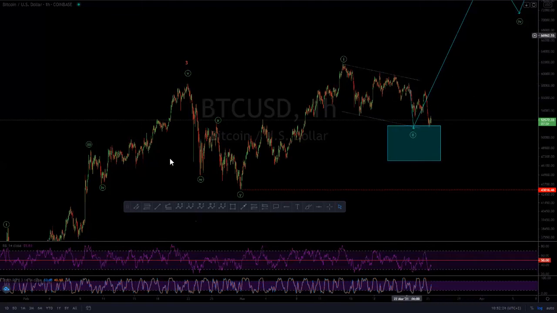So what might be happening here? We might be having this here as an expanding diagonal. We hardly talk about it, but it does happen in the market. So I'm looking at this here as our C wave. 1, 2, 3, 4, and this is a wave 5 here.